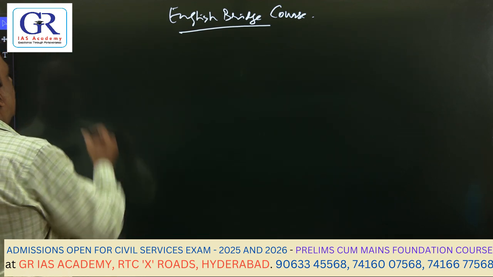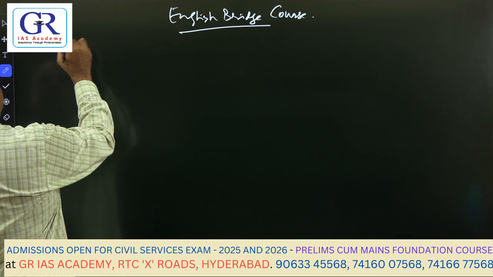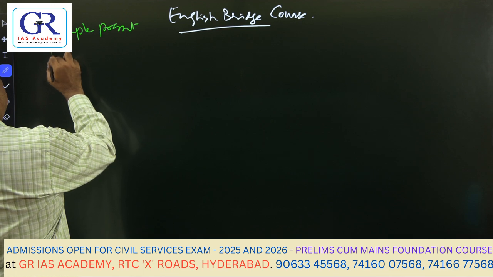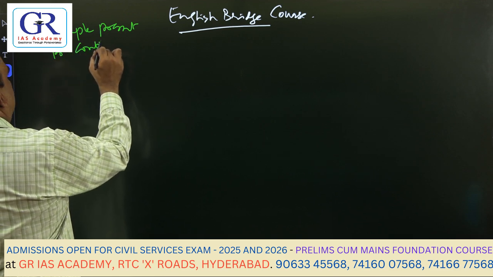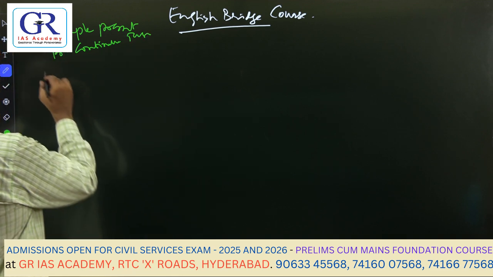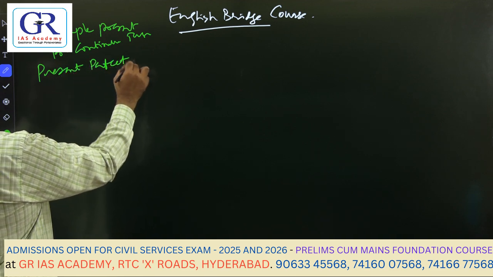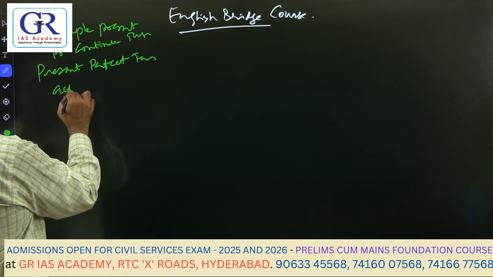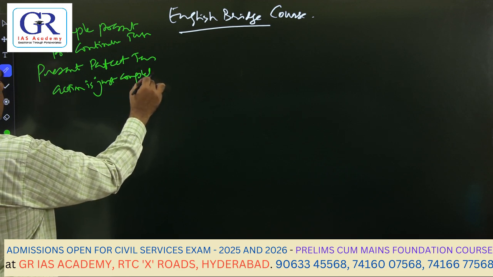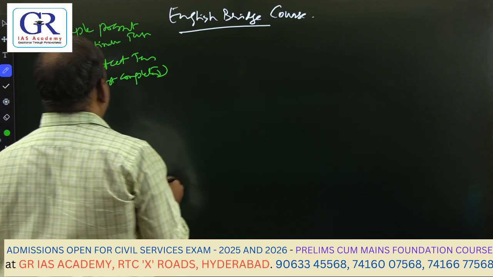Right, done. So I have completed simple present tense and present continuous tense. Now the third one is known as present perfect tense. So when will we use this? When the action is just completed. So let us see how it is used.